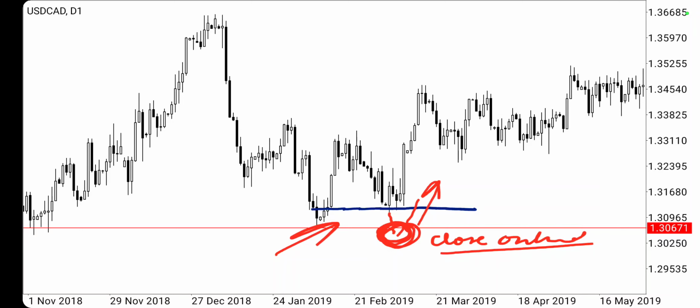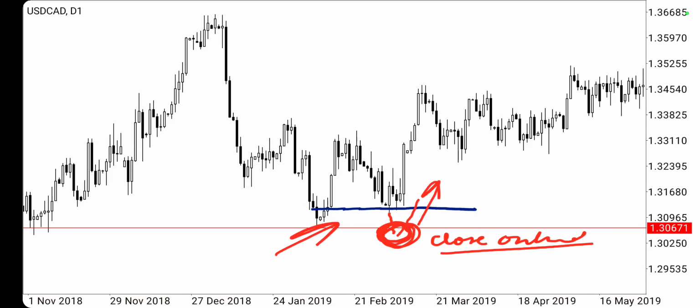So I hope this makes sense, guys. I'll see you in the next one, where I'll be showing you how to accurately draw an area of support or an area of resistance on your chart, so that you increase your chances of not missing trades or not being hit by those things that others refer to as stop hunts.